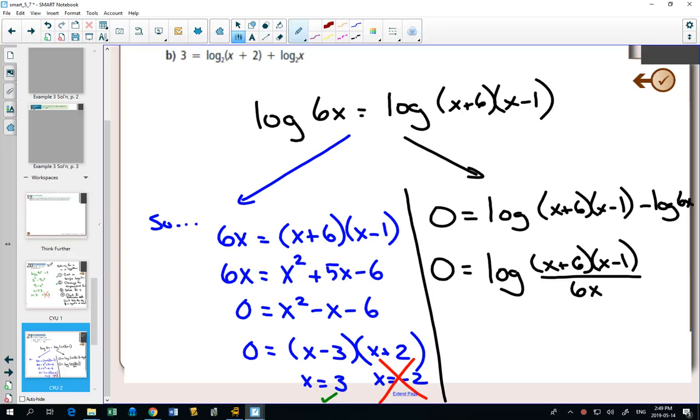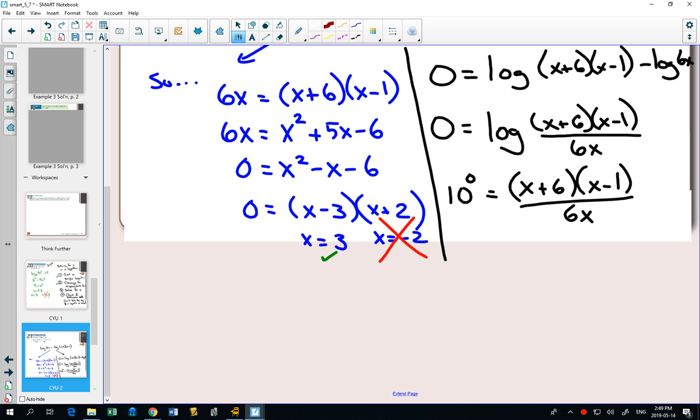Once you get a single logarithm, you use the definition, you change it to exponential form. What's the base? 10, right? Common log, when it's not written, the base is 10. What's the exponent? 0 equals the answer. And 10 to the 0 is equal to 1.